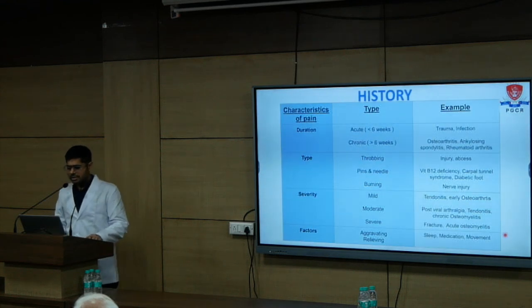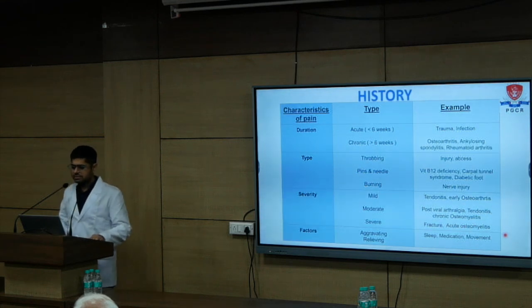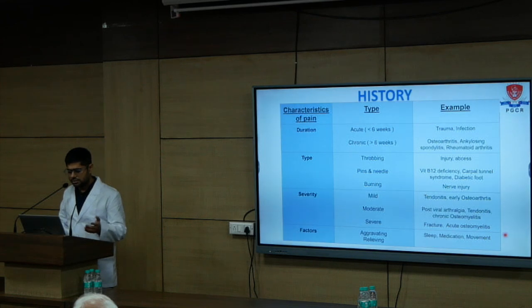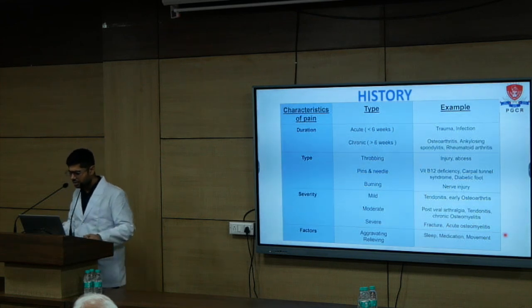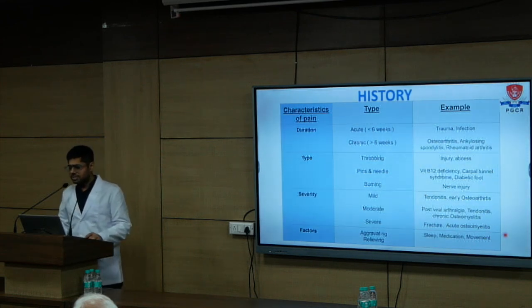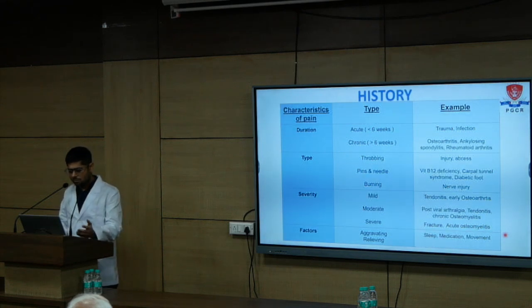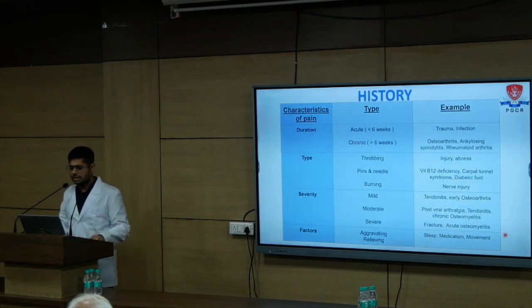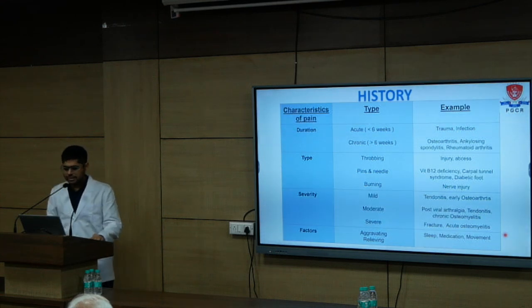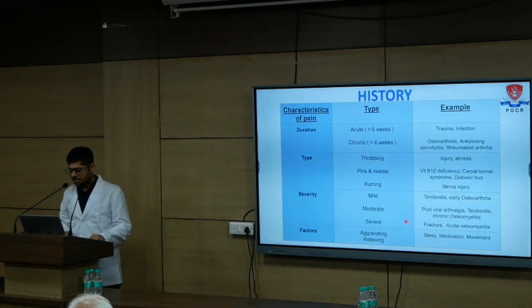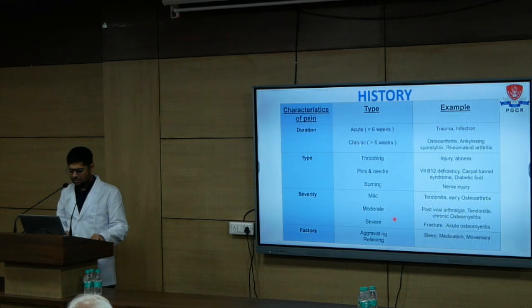So now the different characteristics of pain, starting from duration. If it is less than 6 weeks, it's acute, and if it is more than 6 weeks, it's chronic. The pain can be described in various types like throbbing pain, which is seen in injury, pins and needle and burning sensations, which can be seen in vitamin B12 deficiency and nerve injuries.